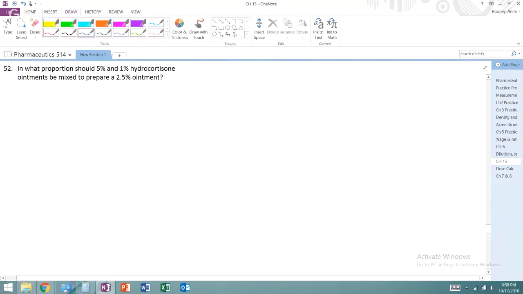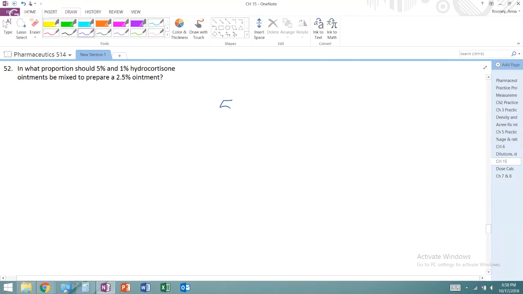All right, in what proportion should we add 1% and 5% hydrocortisone ointments to make a 2.5%? So I'm going to do this in one part to show you how to do it, and then another part to show you how to double check it if you ever feel unsure of your answer.